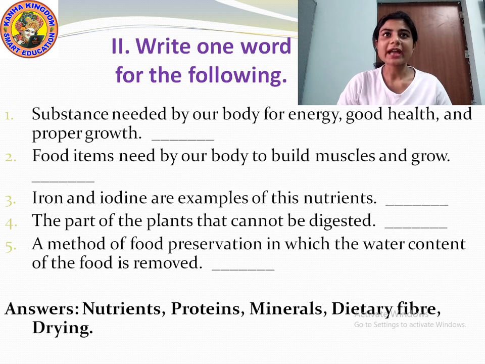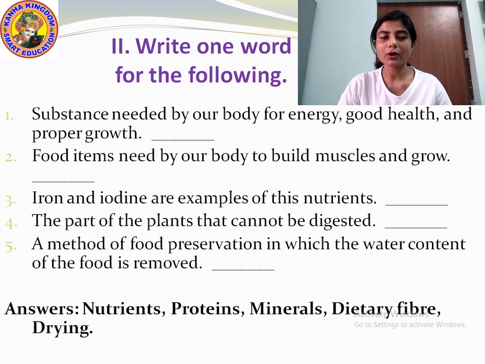Our next question is, write one word for the following. Number one, substances needed by our body for energy, good health and proper growth. The answer is nutrients, N-U-T-R-I-E-N-T-S, nutrients. I repeat, substances needed by our body for energy, good health and proper growth. The answer is nutrients.